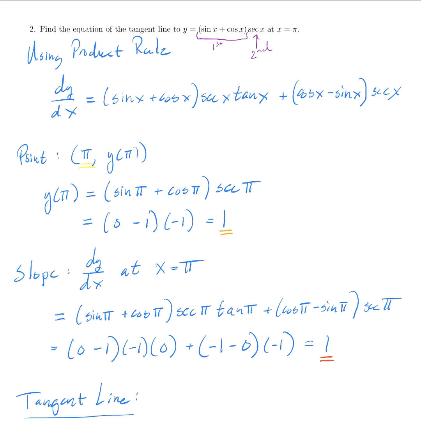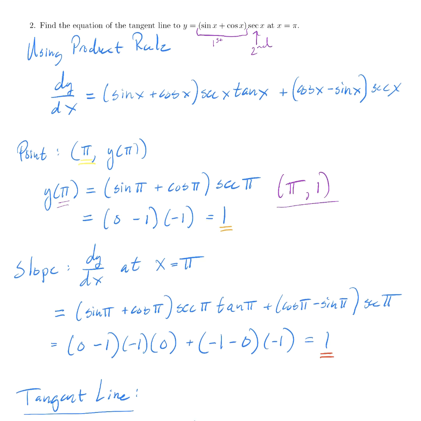Now the point is going to be the point when x is equal to pi. So when x is equal to pi, I get sine of pi plus cosine of pi times secant of pi, which simplifies to 1. So our point here is the point pi comma 1.